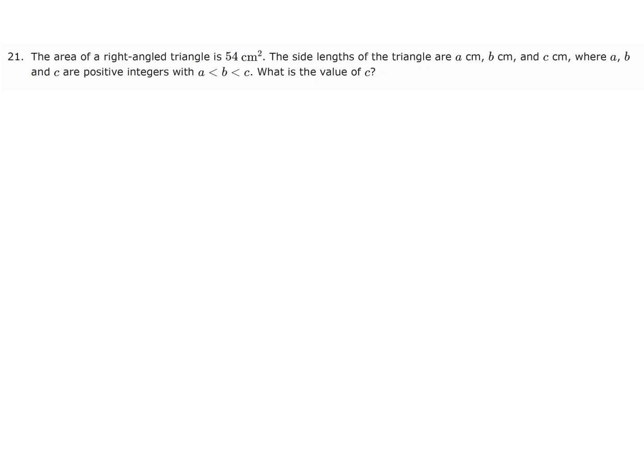The area of a right angled triangle is 54 centimeters squared. The side lengths of the triangle are A, B, and C, where A, B, and C are positive integers, A less than B, less than C. What is the value of C?